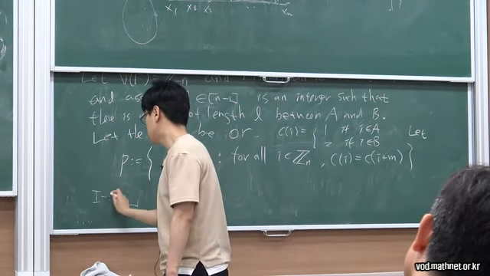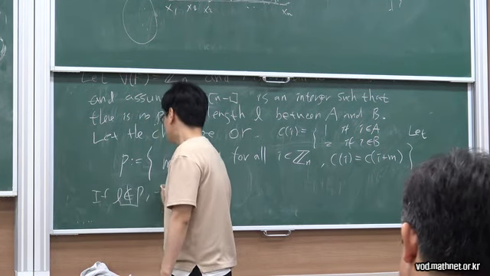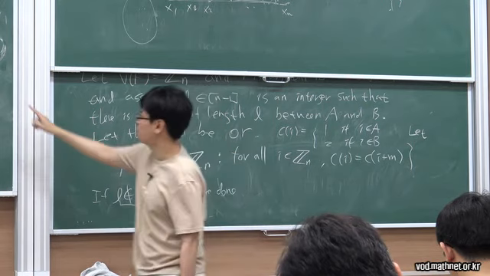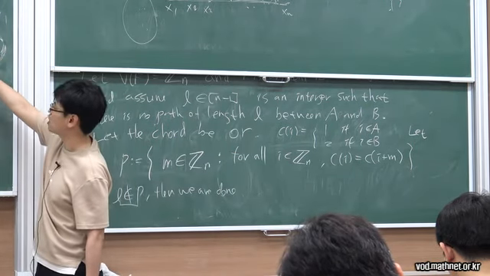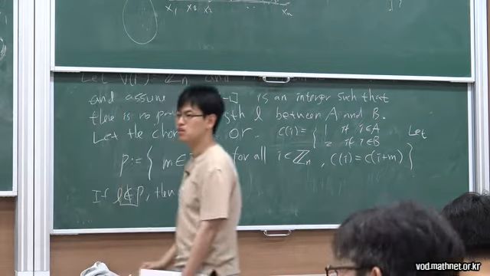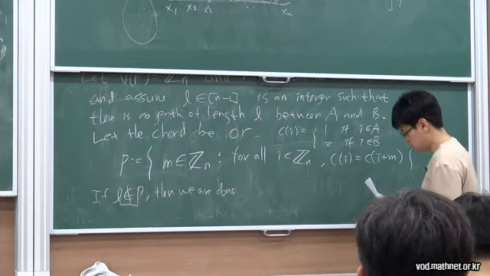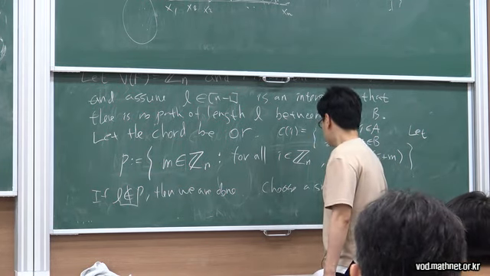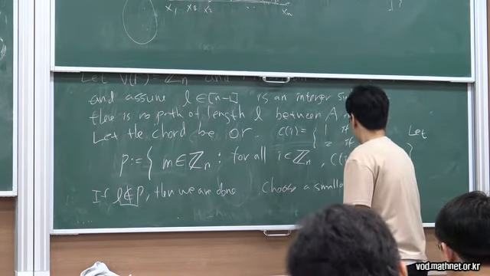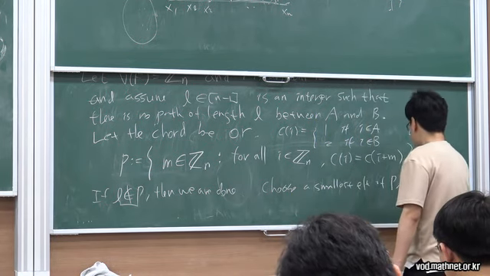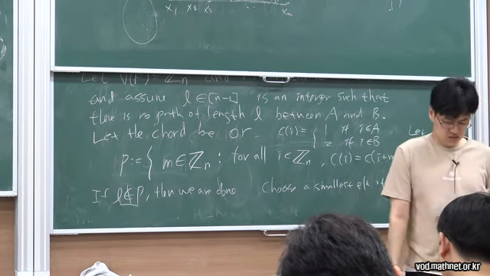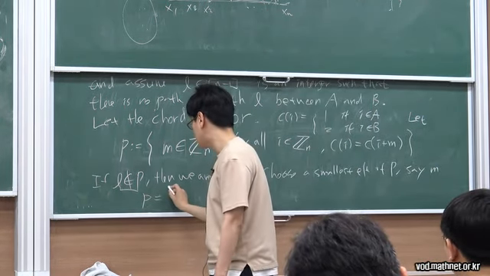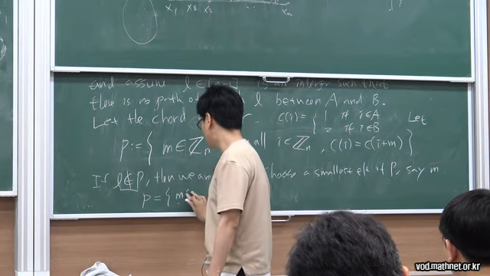So if L is not in P, then we are done. That means there is some point you take and then you go L times, then we end up in the different set. Then we are done. So L is in P. And choose a smallest element of P, say M. Then it is easy to see that this P is actually multiple of all M.